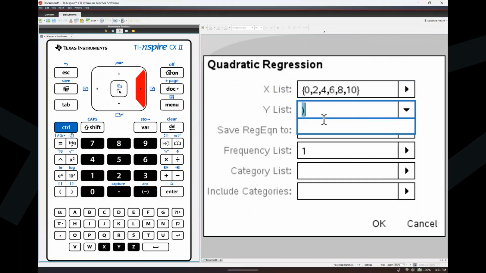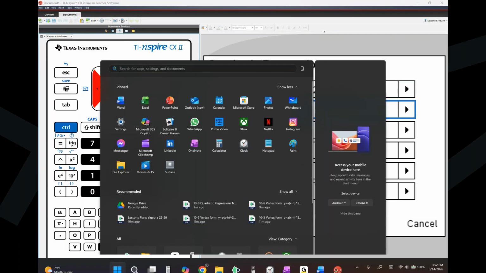Open up a set. Did not hit a set. Open up a set. This program is really buggy here, so I apologize. All right, open up a set, and we're going to put those values in.